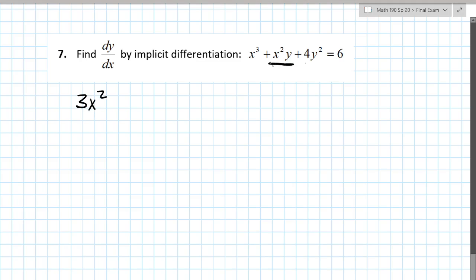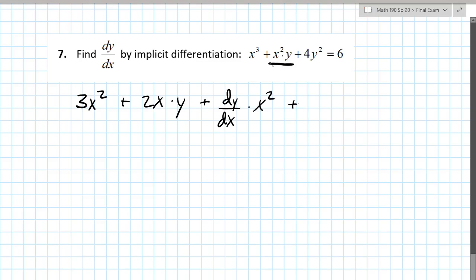Next, we've got a product here, an x squared times a y. So we've got to do the product rule. The derivative of the first times the second, plus the derivative of the second. The derivative of y is dy/dx, times the first.